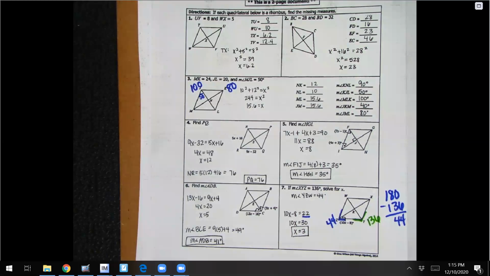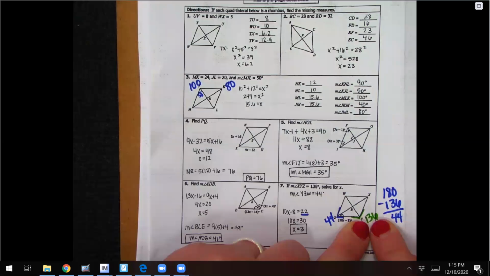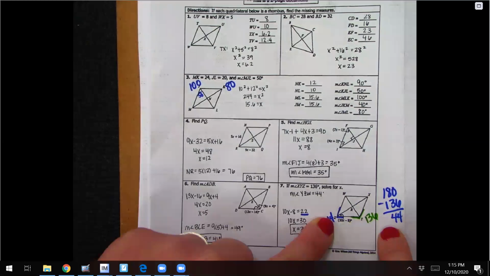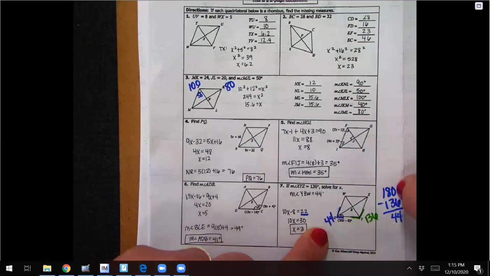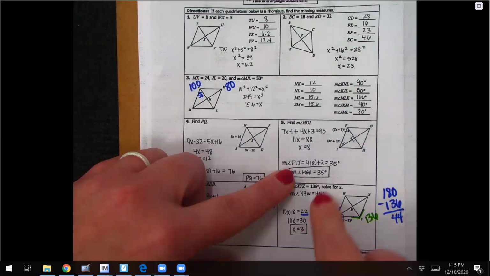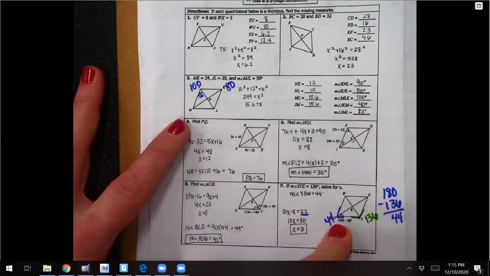Well, remember that the angles that are consecutive, the ones that are not opposite, have to be supplementary. So that's why I subtracted 180 minus 136. That's how I got 44. Well, 44 is the entire angle at the bottom. So the 10x minus 8 only represents half of that, and it has been cut in half, so I know that's equal to 22, and then solved it from there.